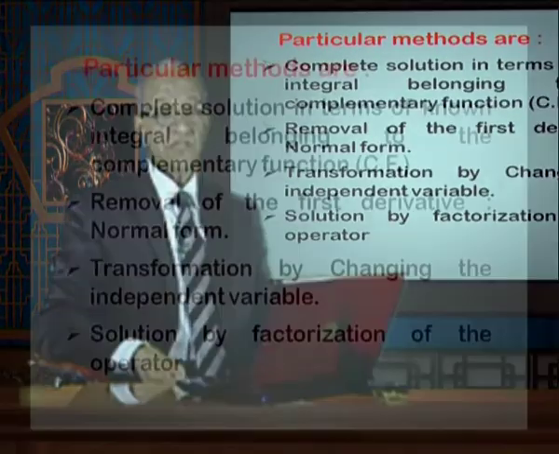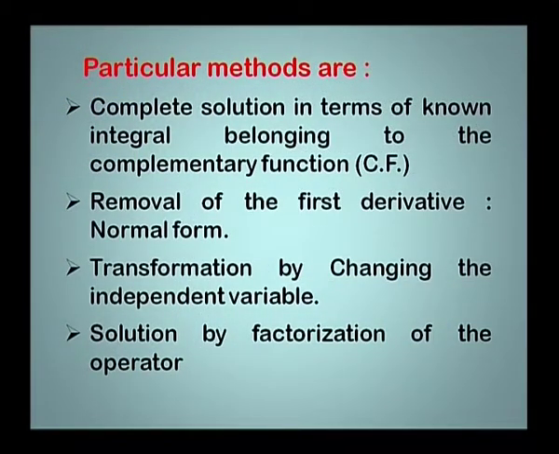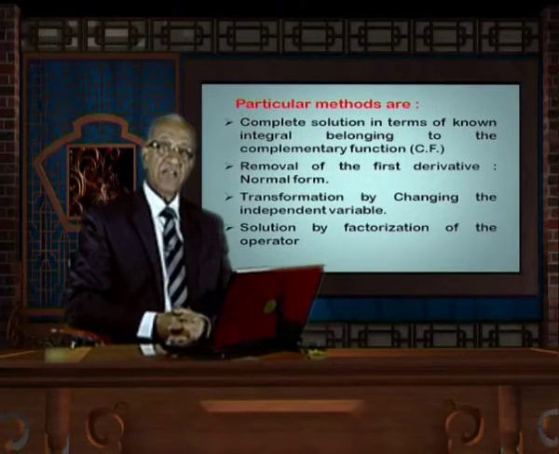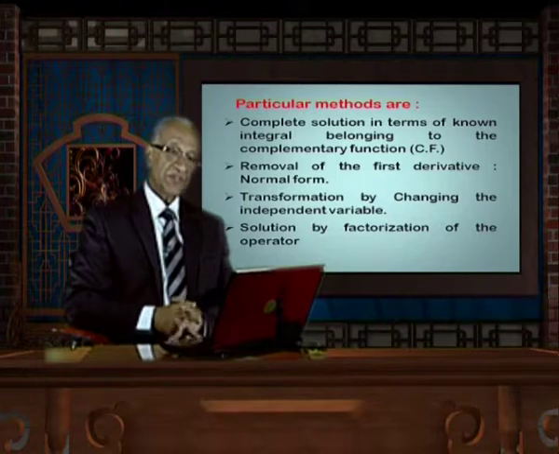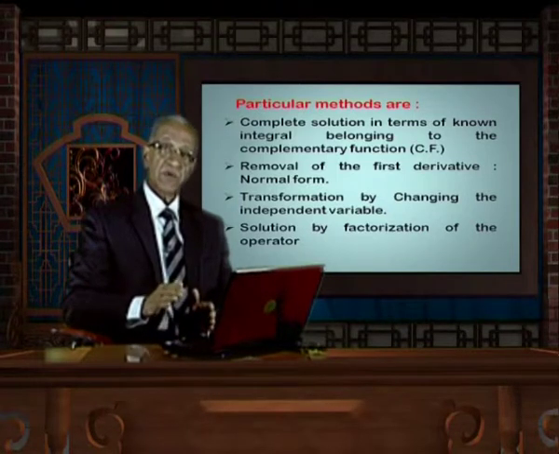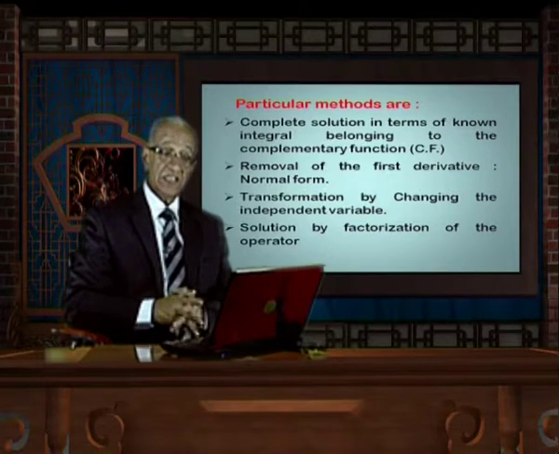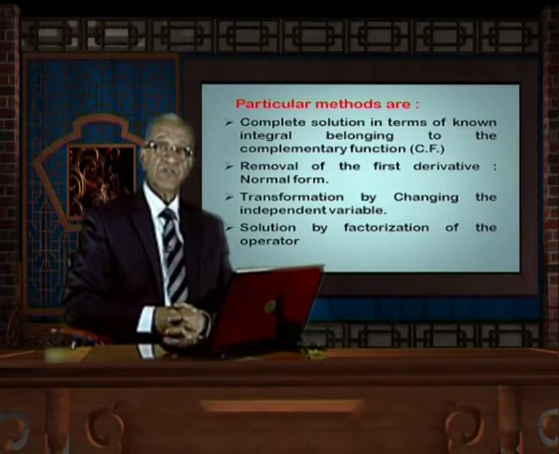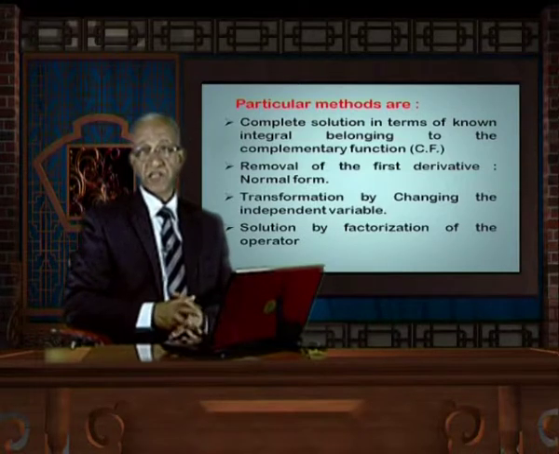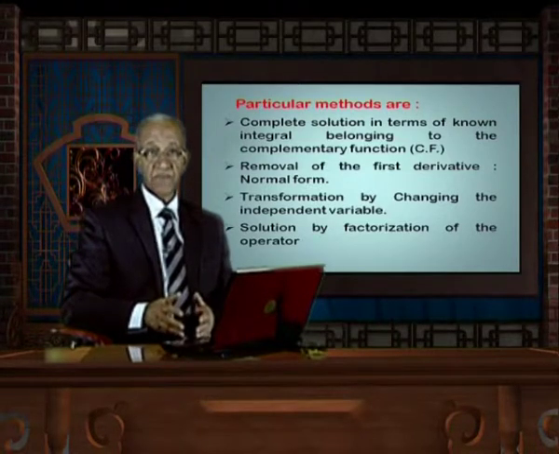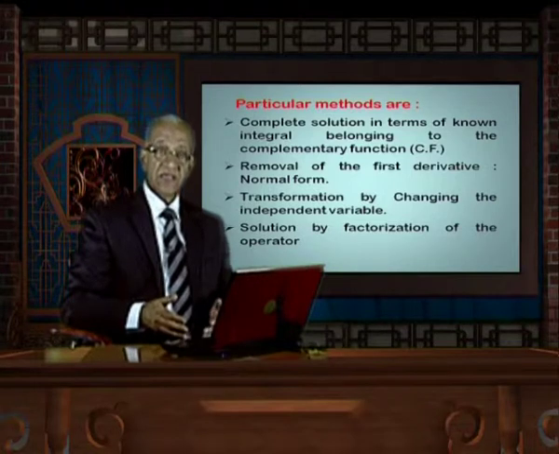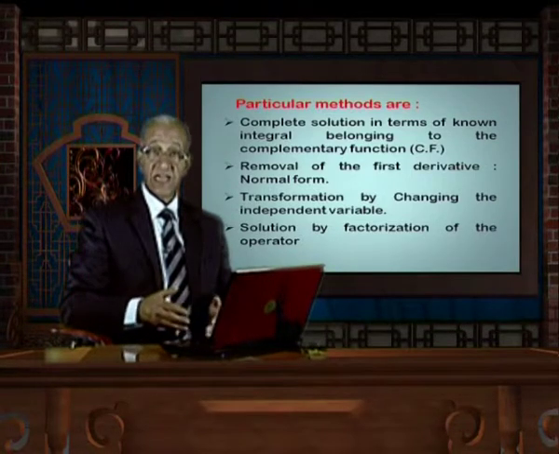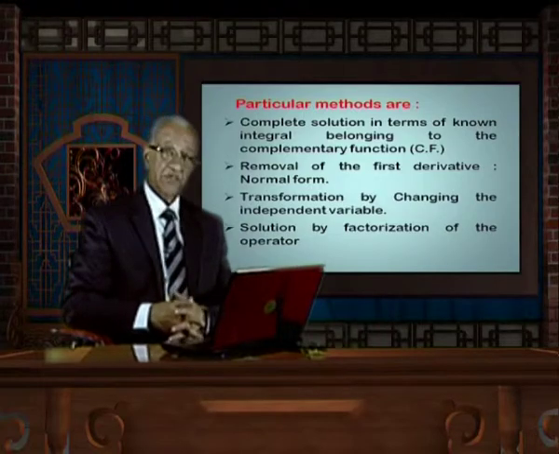The first one is the complete solution in terms of a known integral belonging to the complementary function, CF. There is no need now to tell you what we mean by complementary function. There are two things: one, we find the complementary function, and the second, we go for particular integrals. But right now, we are only giving you the complementary function, which is reduced from the auxiliary equation, abbreviated as AE, obtained by putting d/dx equal to small m.